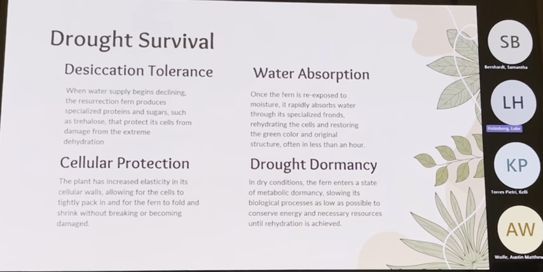Drought dormancy. This is one of the key factors. In dry conditions, the fern enters a state of metabolic dormancy, where it slows its biological processes as low as possible, to conserve energy and necessary resources until rehydration is achieved.